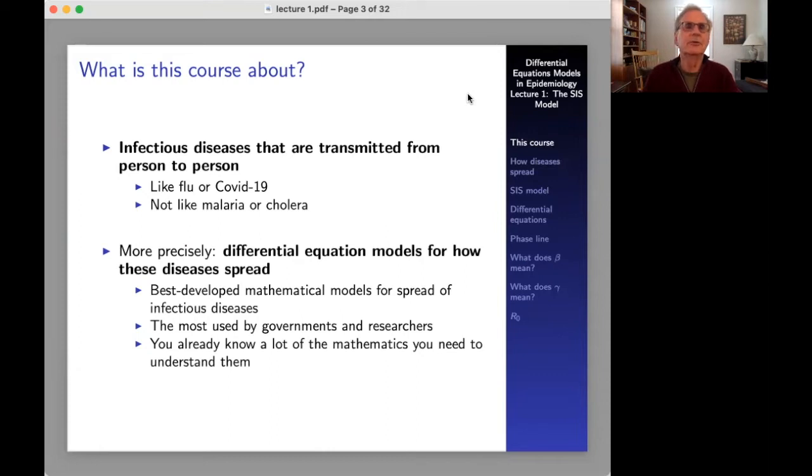So what is this course going to be about? It's about infectious diseases that are transmitted from person to person, diseases like flu or COVID-19, not like malaria, which is transmitted by mosquitoes, and not like cholera, which is transmitted by contaminated water. More precisely, the course is about differential equations models for how these diseases are spread. These are the best developed mathematical models for the spread of infectious diseases. They're the models that are most used by governments and researchers, and you already know a lot of the mathematics that you need to understand them.